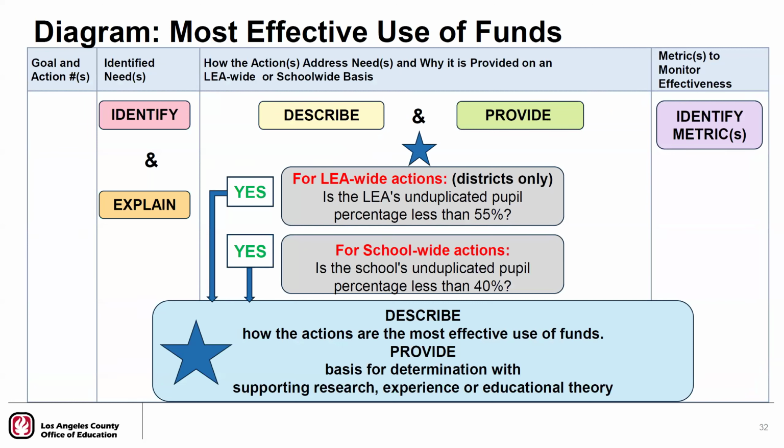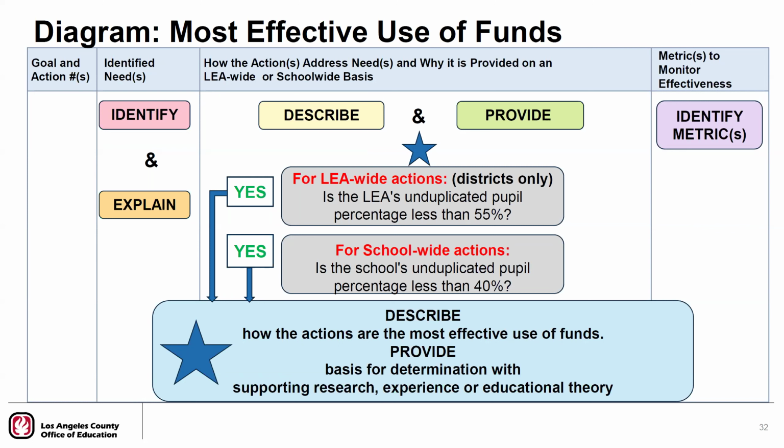So there are many requirements for contributing actions when completing the increased or improved services section. And the intent of this section is to provide educational partners with a comprehensive description of how your LEA plans to increase or improve services for all unduplicated students as compared to all students in grades TK through 12 as applicable to your LEA. Now, the intent of this diagram here is to help support you in writing an approvable description that includes the most effective use of funds for school districts with less than 55% unduplicated students and for school-wide actions implemented at school sites with less than 40% unduplicated student enrollment.